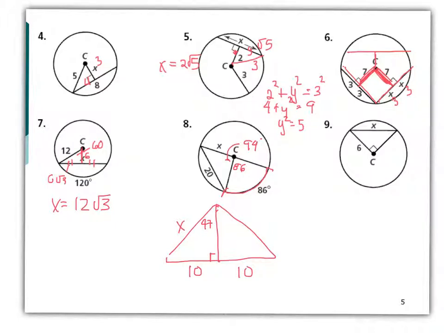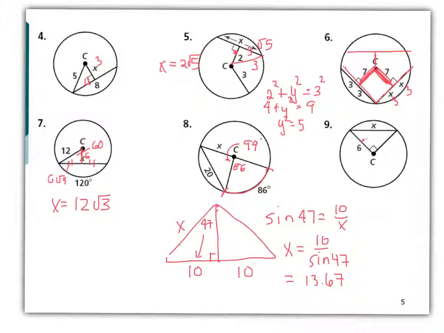Since this is opposite and this is hypotenuse, we'll do sine. The sine of 47 is the opposite over the hypotenuse. And so you'll reverse this, x equals 10 divided by sine 47, and that should give you an answer of 13.67.